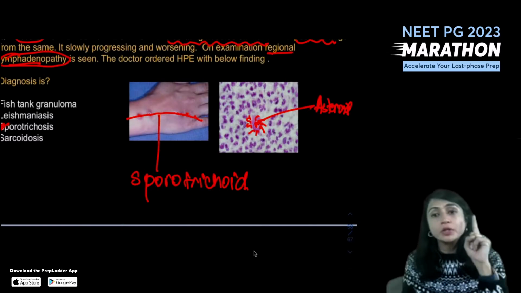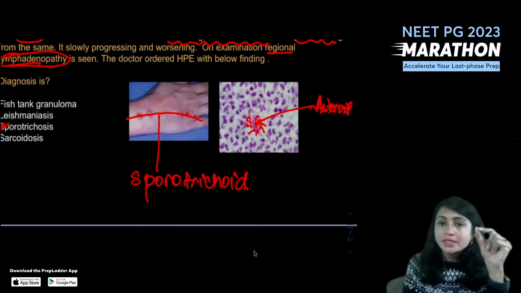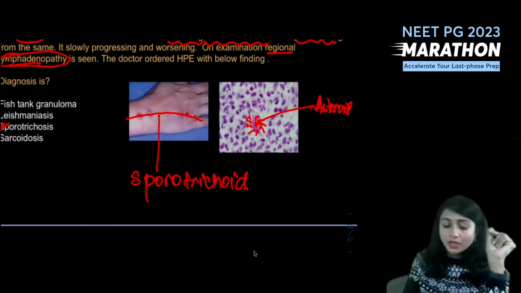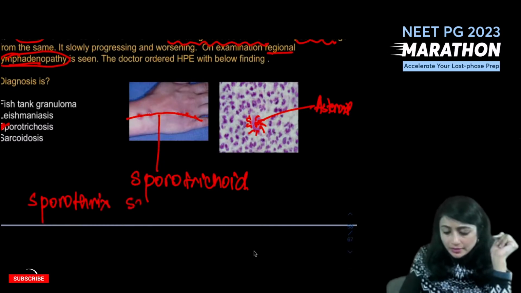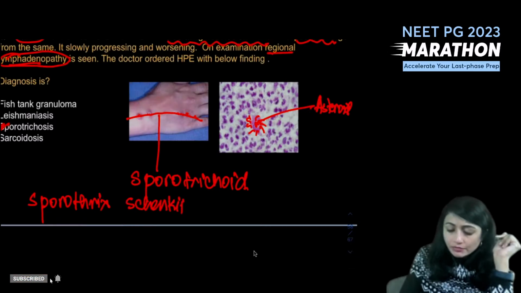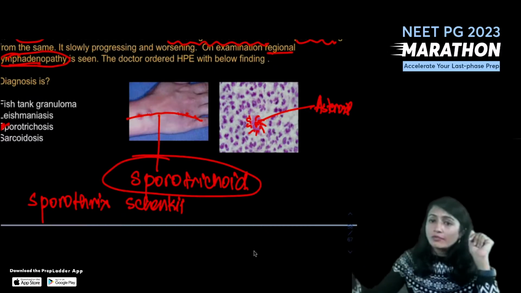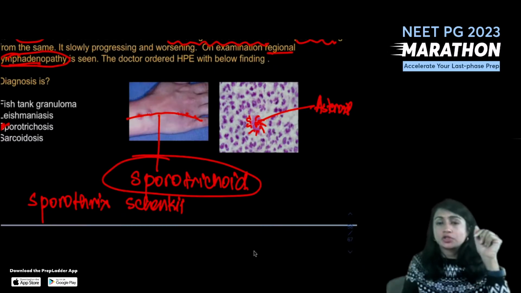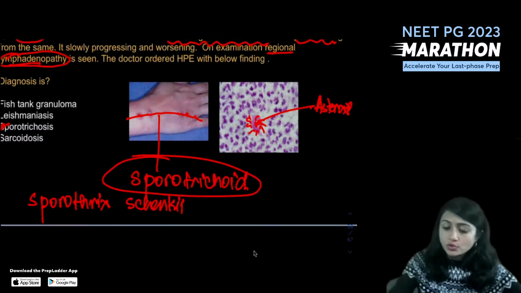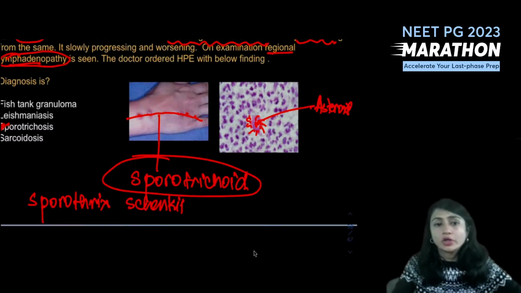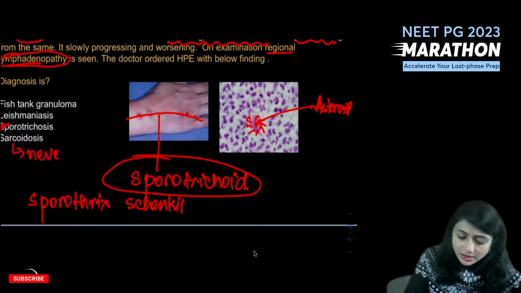So it is a type of subcutaneous mycosis or subcutaneous fungal infection, usually seen in rose gardeners, caused by Sporothrix schenckii. And the typical feature would always be presence of ulcerating nodules in a lymphatic or linear distribution. And if you do a histopathology, you see asteroid bodies. If you do a PAS stain, you see cigar-shaped bodies. Sarcoidosis never ulcerates.